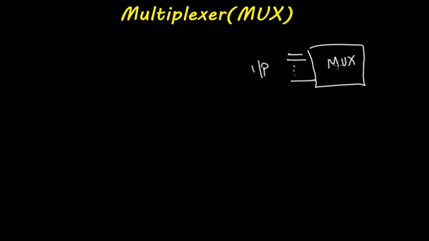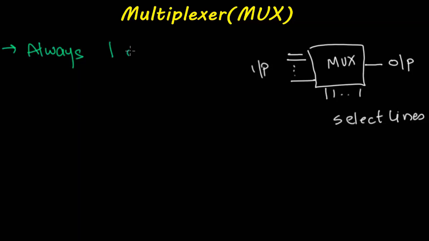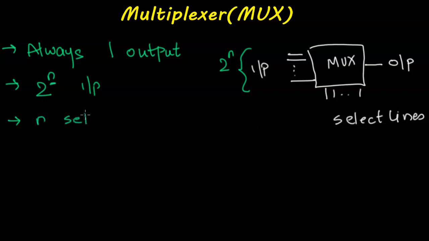These are my inputs. It has only and only one output. And it has something else, called select lines. Let's see how we define these inputs, the output and the select lines. In a MUX, there is always only one output. The number of inputs is 2^n, so we have 2^n inputs, and the select lines are this n. We have n select lines.